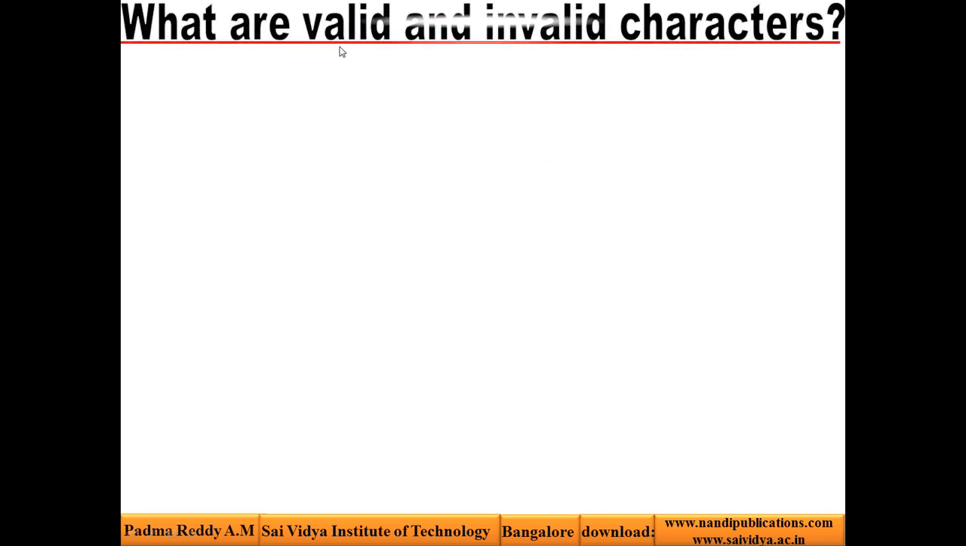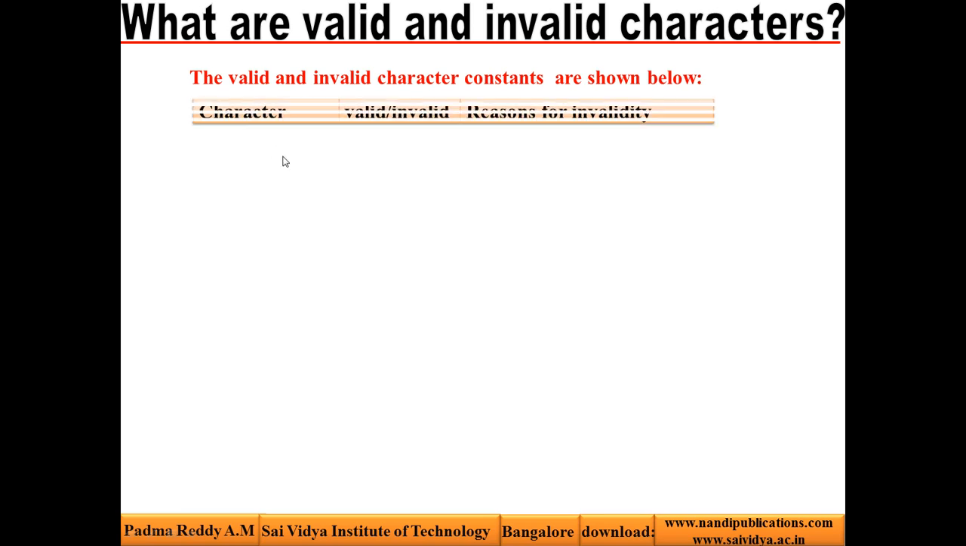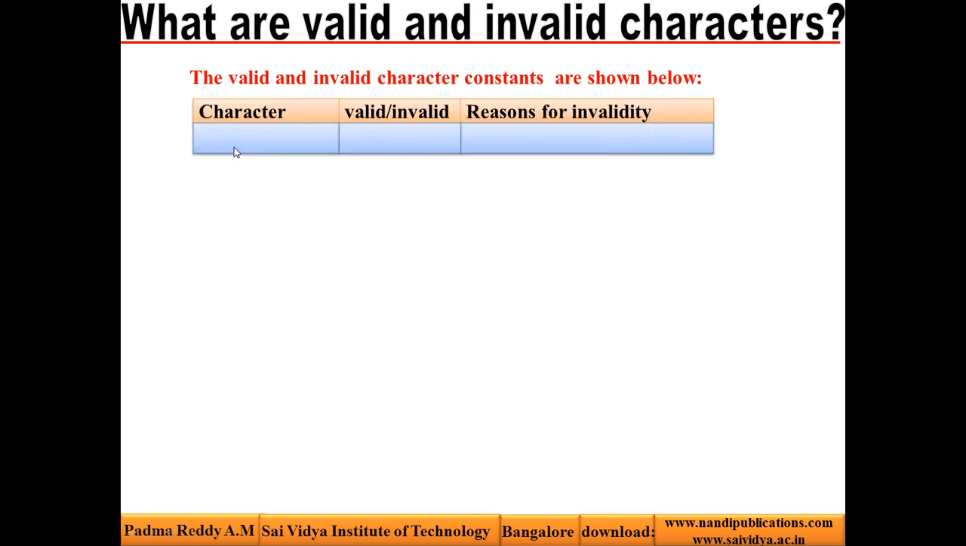Now let us see what are valid and invalid characters. The valid and invalid character constants are shown below. Now let me ask some questions to you. Now tell me what is this? Is it a valid character constant or not? Since the digit 9 is enclosed within single quotes, definitely it is valid.